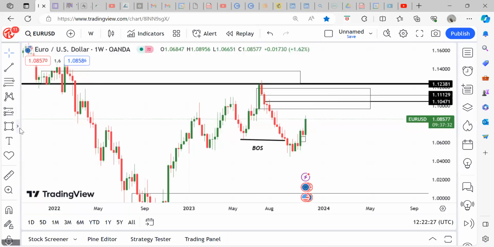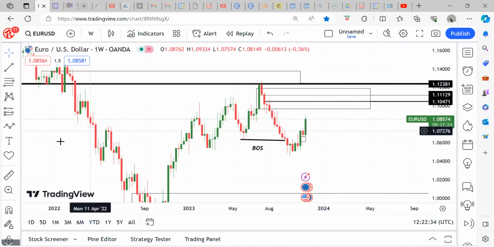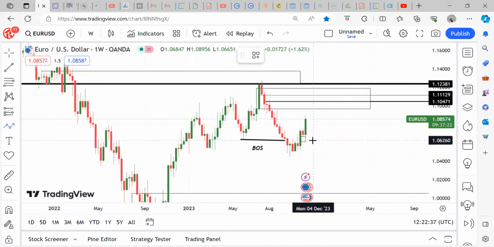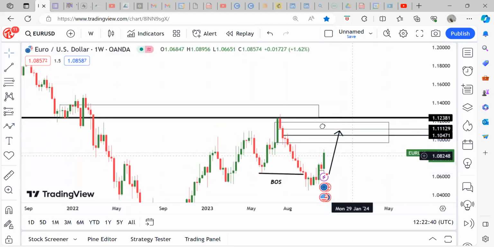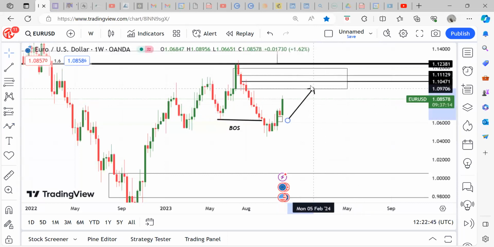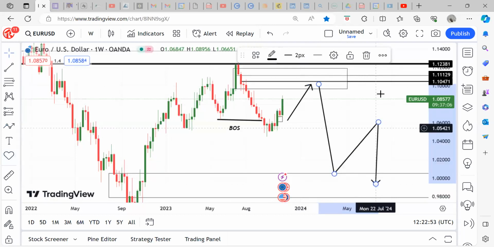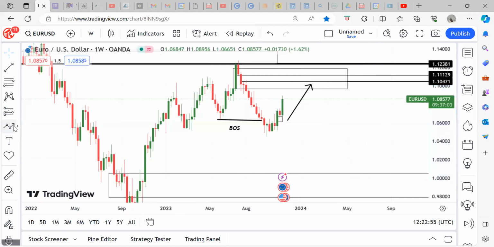So Euro USD, remember what we said it was going to do something like this. Okay, so he doesn't want to respond. Something like this. This is what I said. So it will pull back to this premium, then collapse, right?